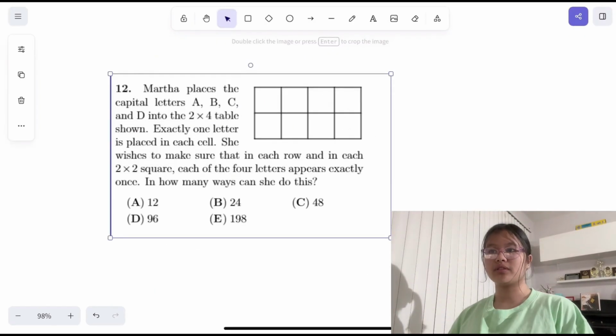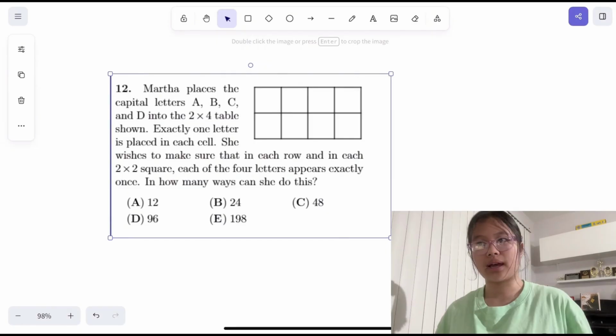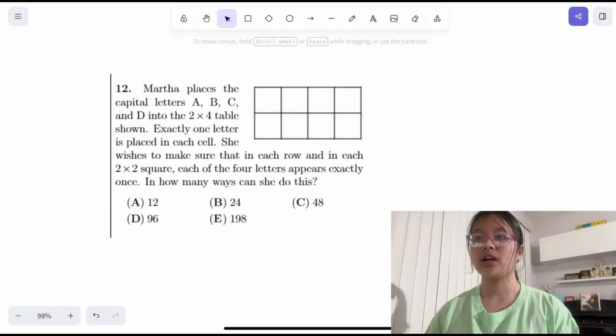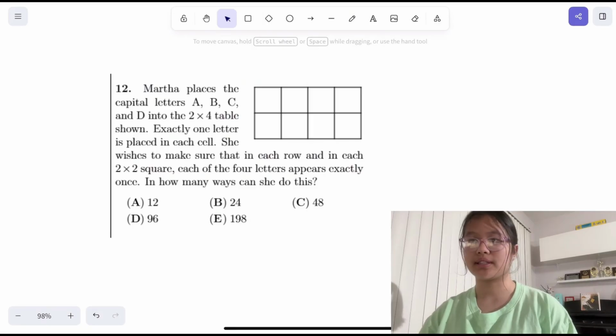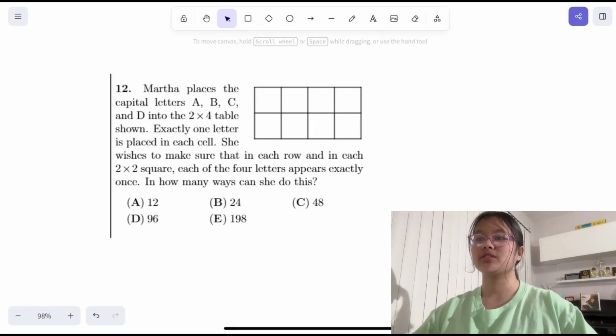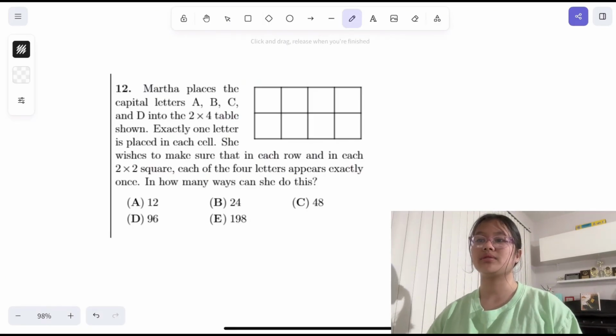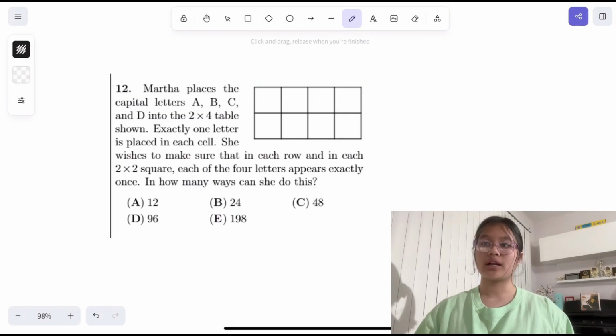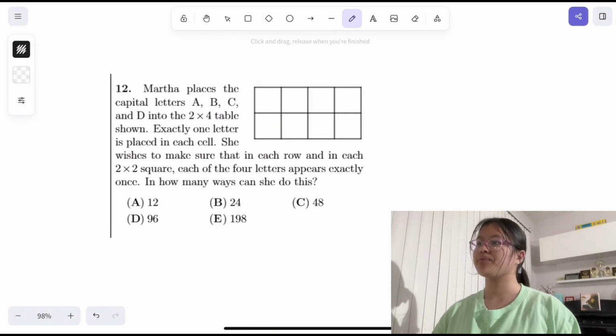Alright, let's go to number 12. So Martha places the capital letters A, B, C, and D into the 2 times 4 table shown. Exactly 1 letter is placed in each cell. She wishes to make sure that in each row and in each 2x2 square, each of the 4 letters appears exactly once. So in how many ways can she do this?